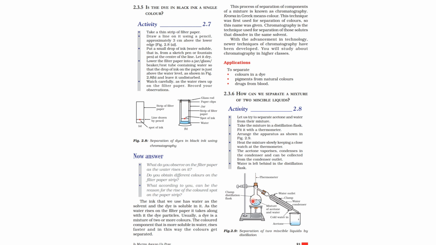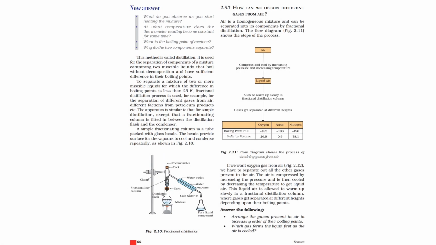So when the temperature rises above 60 degrees Celsius, the acetone gets vaporized and forms the vapors in the flask. These vapors get condensed in the condenser and can be collected as pure liquid state from the condenser outlet. Result: acetone can be collected in the beaker from the condenser outlet, while water is left behind in the distillation flask. This method is called distillation.